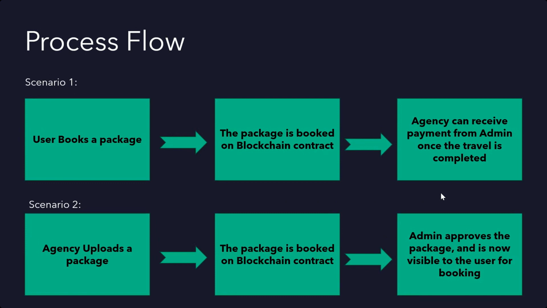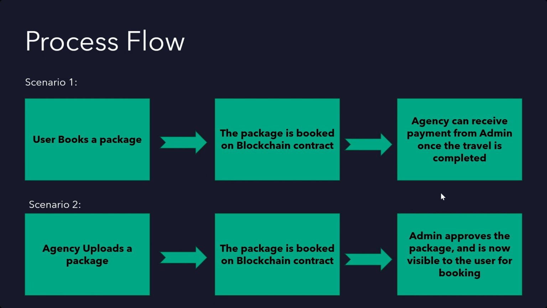We have two scenarios, and we'll cover only one in this video. Scenario number one: suppose there are packages already approved, and the user can see and book a package. Booking a package is the first step, and the package goes into the blockchain contract, and the agency can receive payment from the admin once the travel is completed. Scenario two is where the agency uploads a package, the package is recorded on the blockchain contract, and the admin approves it, and it becomes visible to the user for booking. So it's a simple flow.